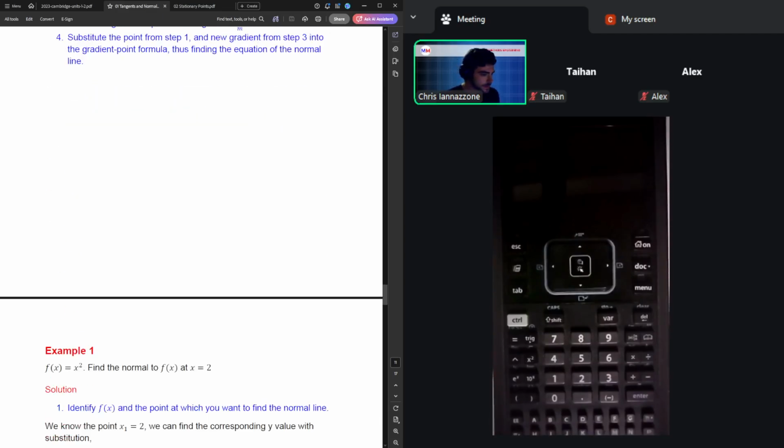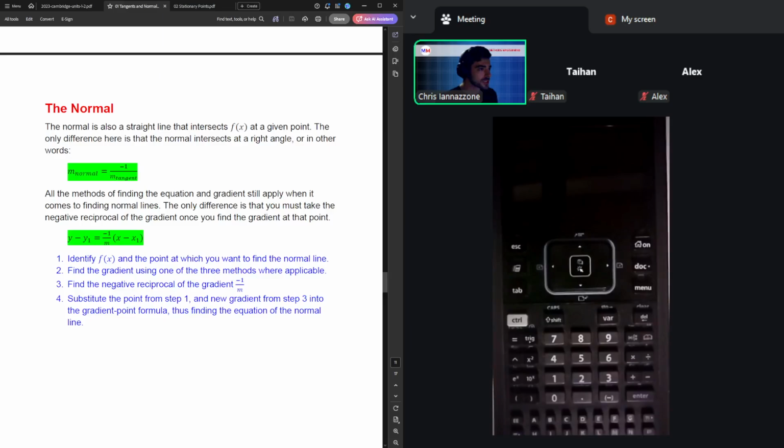Okay, last up for tangents and normals, the normal line. This is effectively the same thing as I've just discussed. The tangent line brushes up against the side of a function. The normal line's ever so slightly different. The normal line intersects the point at a right angle.